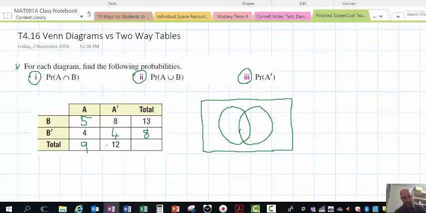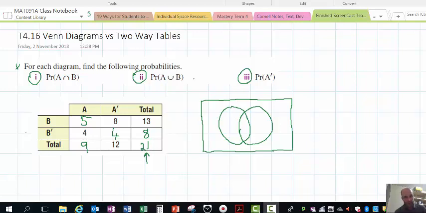A good way of checking is that the totals downwards and to the right should equal the same thing. 9 and 12 is 21. 13 and 8 is also 21, so that's a good sign. So we've got a sample space, or a universal set, with 21 elements in total. That's what that grand total means.